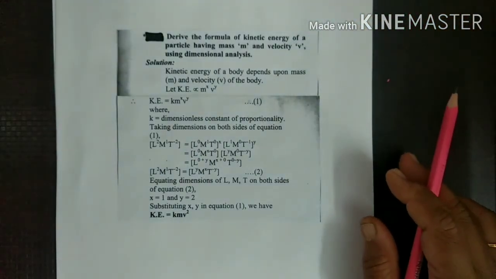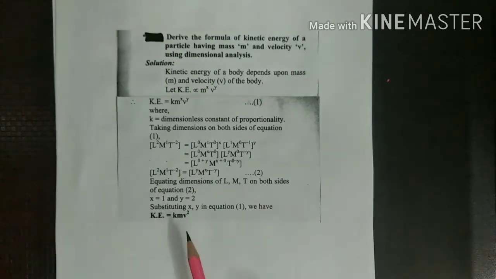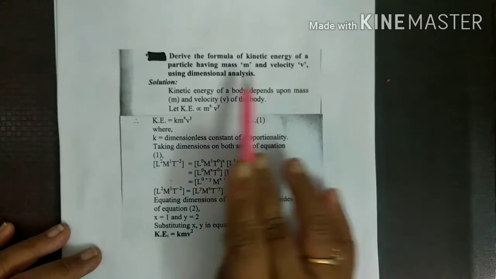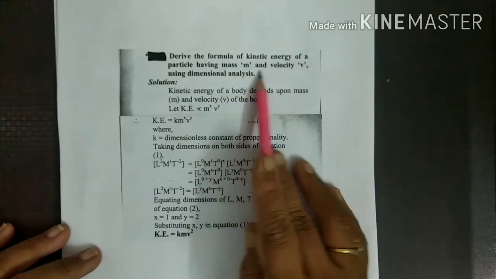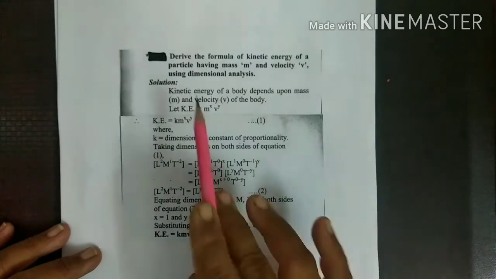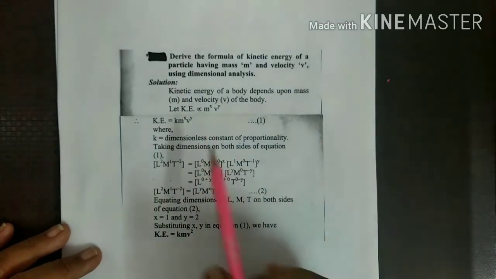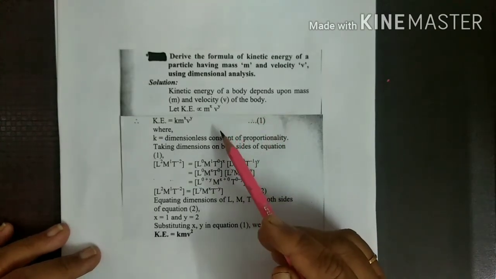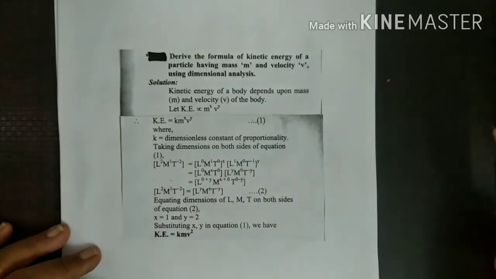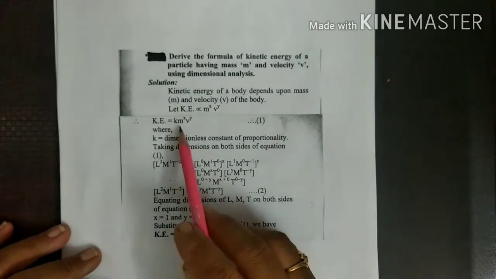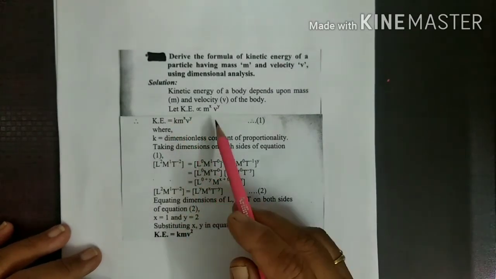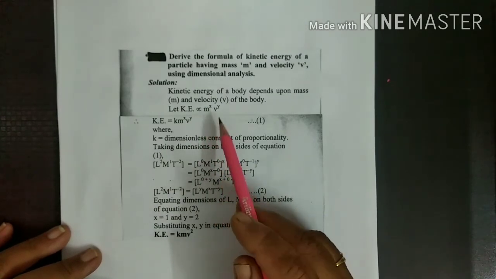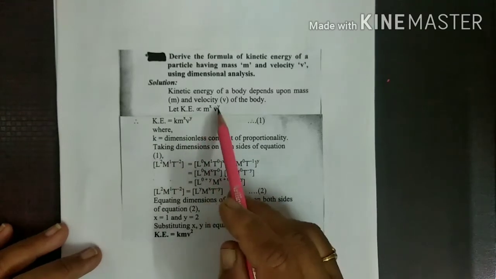Then the next application is to derive the formula of kinetic energy of a particle having mass m and velocity v using dimensional analysis. Kinetic energy of a body depends upon mass m and velocity v of the body. Let kinetic energy be directly proportional to m raised to the power x and v raised to the power y. Okay, we have considered only that.